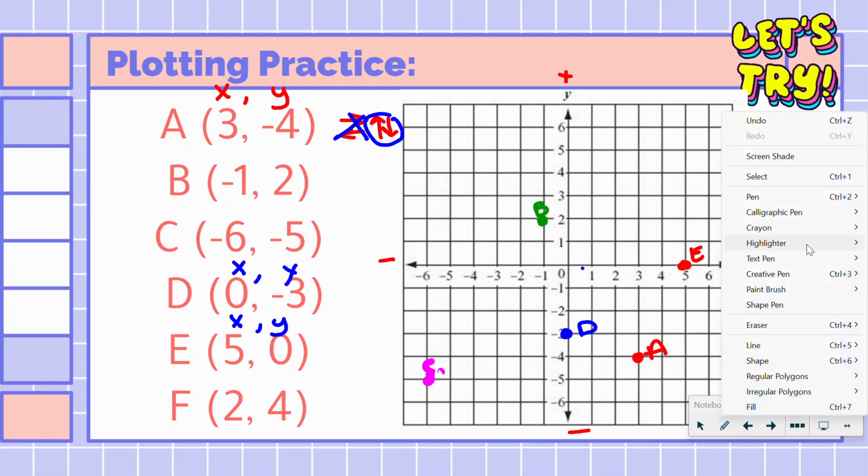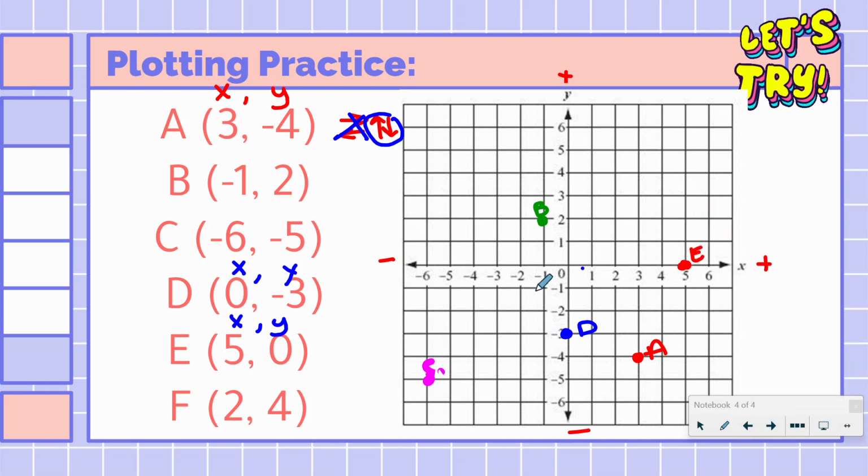And then lastly, we have F, 2, 4. So those are both positive. I know it's going to be in the first quadrant. I start at the origin and I move 2 and then up 4. And that's F.